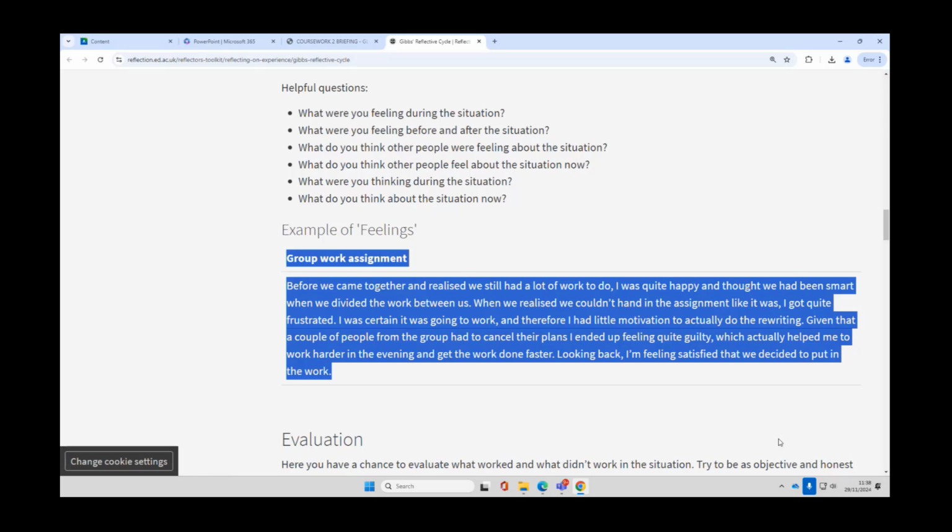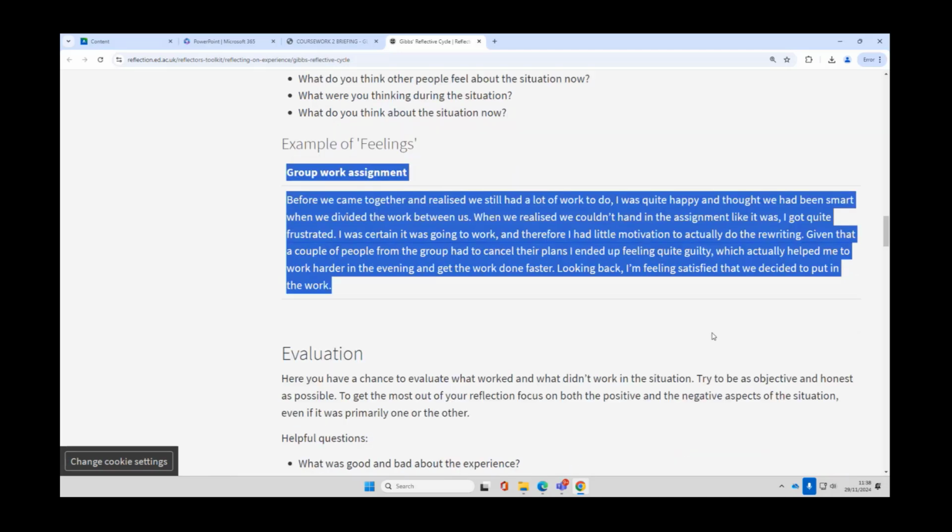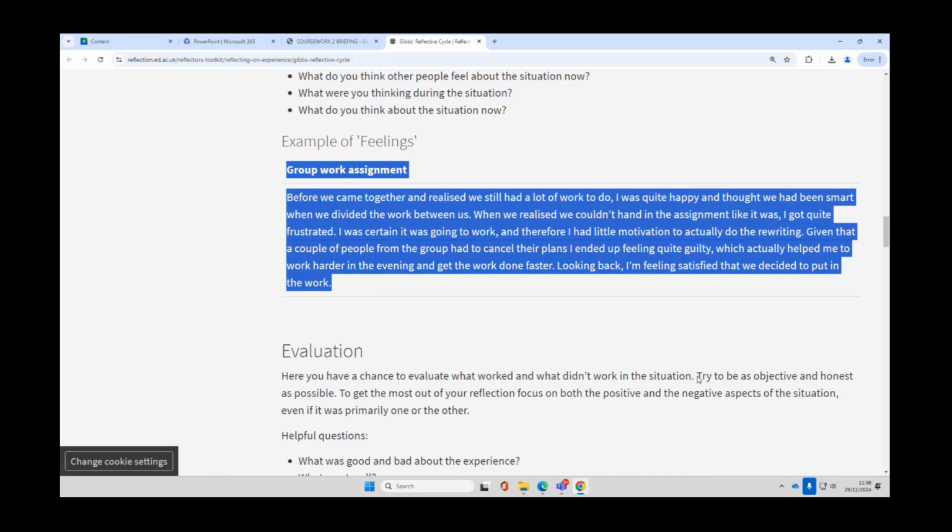So in that one very short paragraph, they talked about happiness. They talked about frustration. What else have they talked about? Guilt, and they talk about satisfaction. Again, in a very objective manner, without really mentioning what happened in terms of people and individuals. Do not shift that responsibility to others to say that my group work didn't work because of somebody else. Think about it more objectively, and that's what I want you to do.